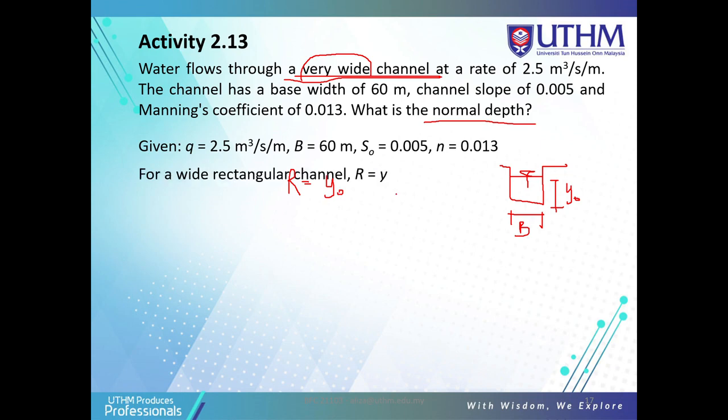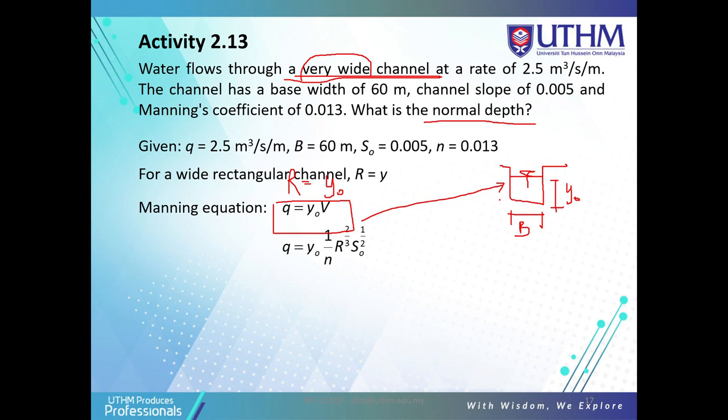Okay, so for a wide rectangular channel, R is equal to Y, or R is equal to Y naught, because we want to find the Y naught. Many equations use the q equal to Y naught over V. Just remember that this is only for a rectangular channel. Use this equation only for a wide rectangular channel.